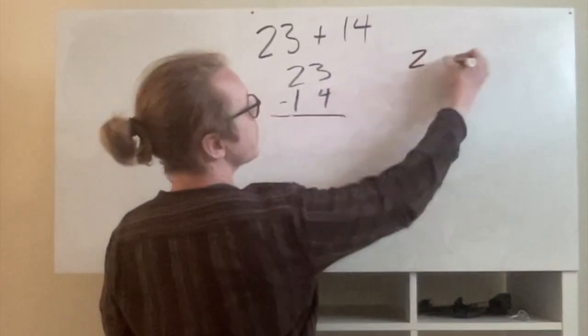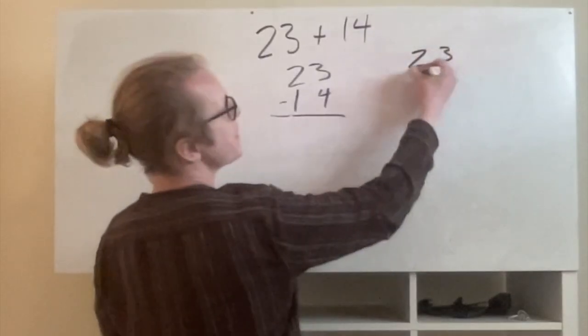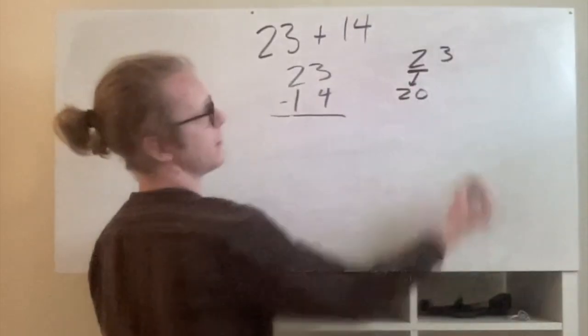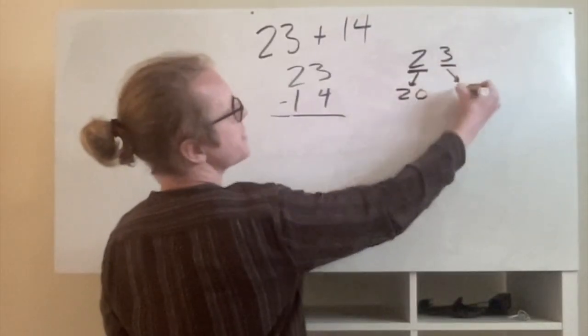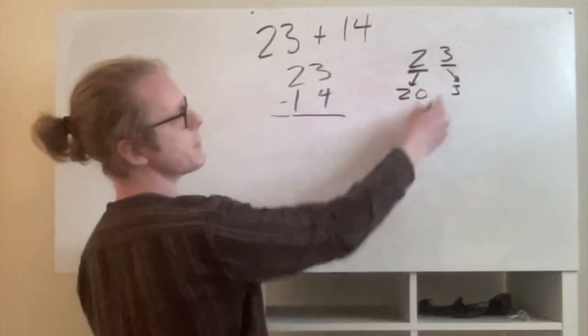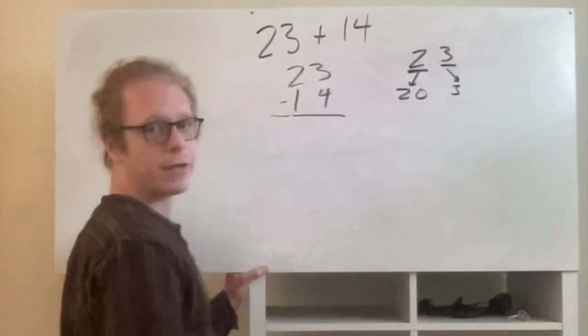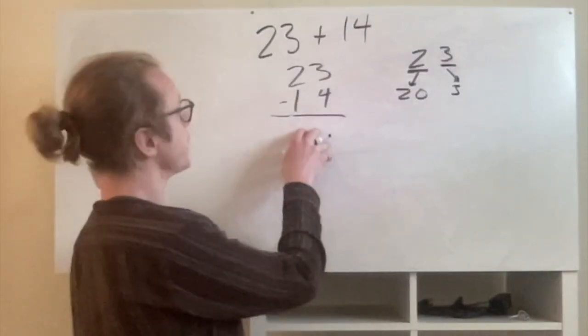Let's just review. What do I mean by the ones place and the tens place? Remember that this digit 2 actually represents 20, right? Because it's in the ones place, this is a 3. So if we're decomposing this number by place value, we're breaking it into a 20 and a 3. So that's essentially what we're doing here.